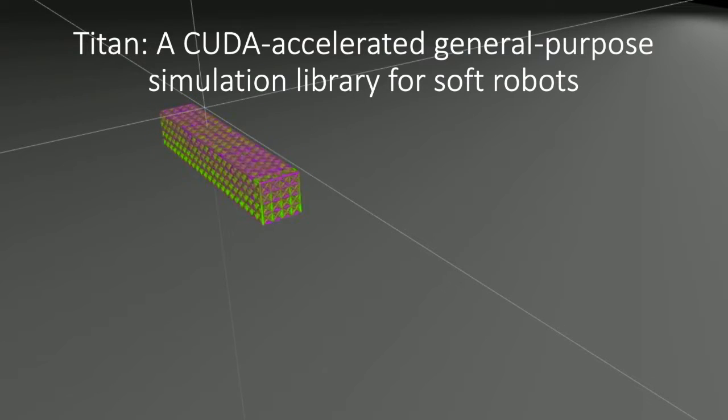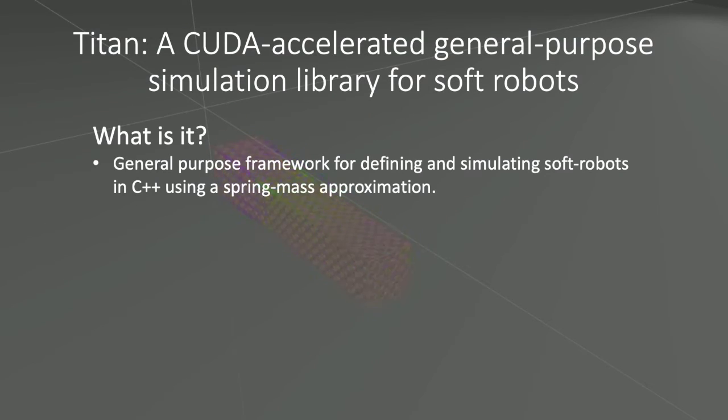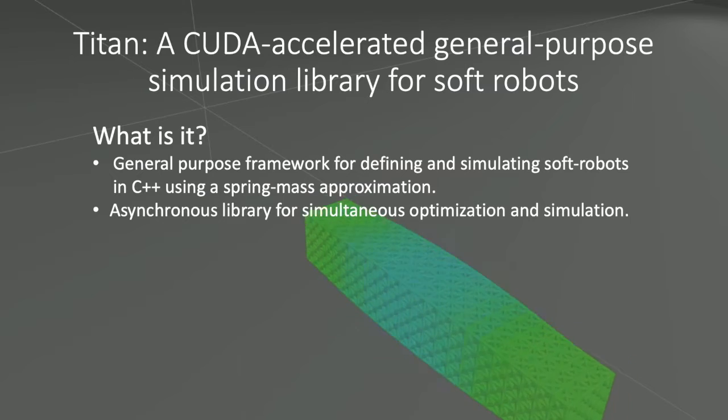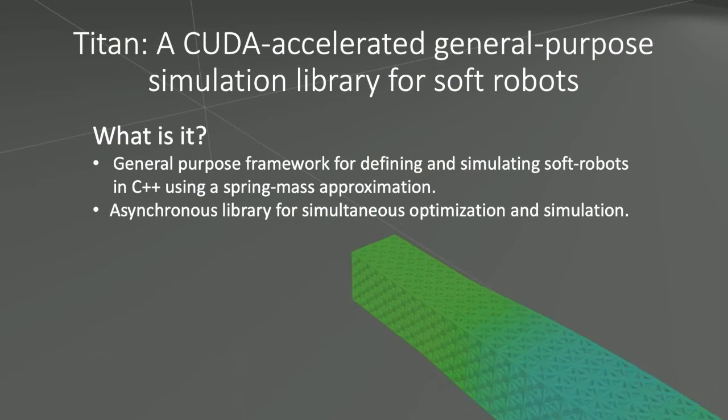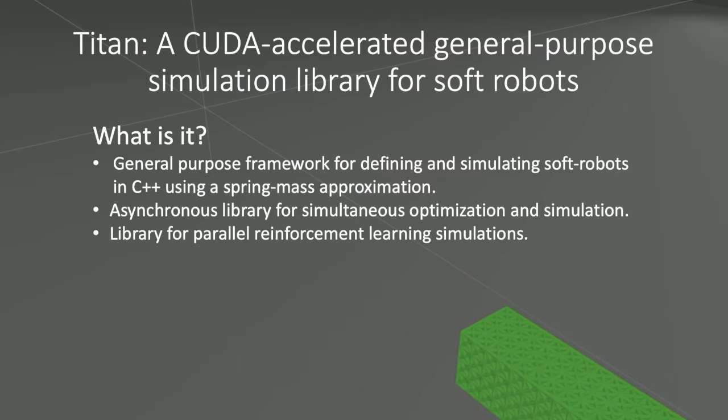In our paper, we present Titan, a new open-source C++ simulation library for soft robotics. Titan is a general-purpose framework for defining and simulating soft robots using a spring mass approximation. It's also an asynchronous library for simultaneously optimizing and simulating soft robots and multi-agent systems. It also functions as a library for parallel reinforcement learning simulations, where physics is scaled horizontally across a GPU.